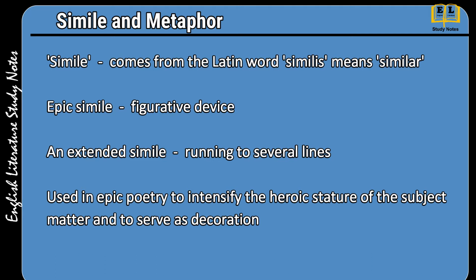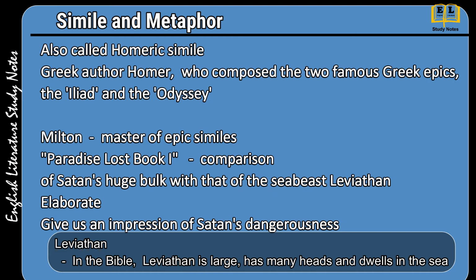An epic simile is a figurative device. It is an extended simile often running to several lines. It is used in epic poetry to intensify the heroic stature of the subject matter and to serve as decoration. Epic simile is also called Homeric simile. The word Homeric is based on the Greek author Homer, who composed the two famous Greek epics, the Iliad and the Odyssey. Milton is a master of epic similes.